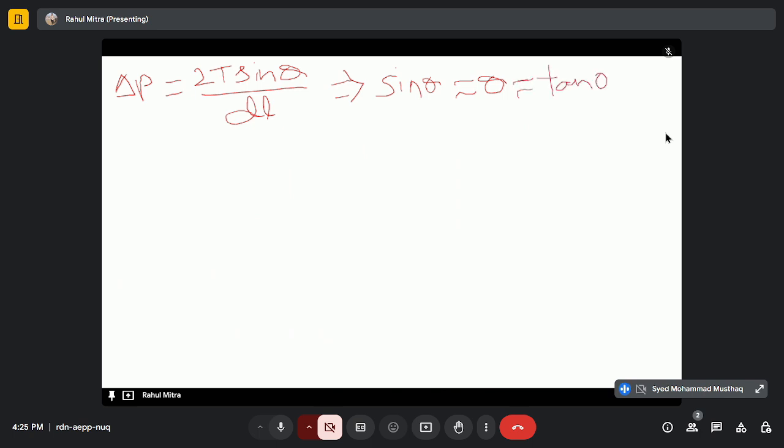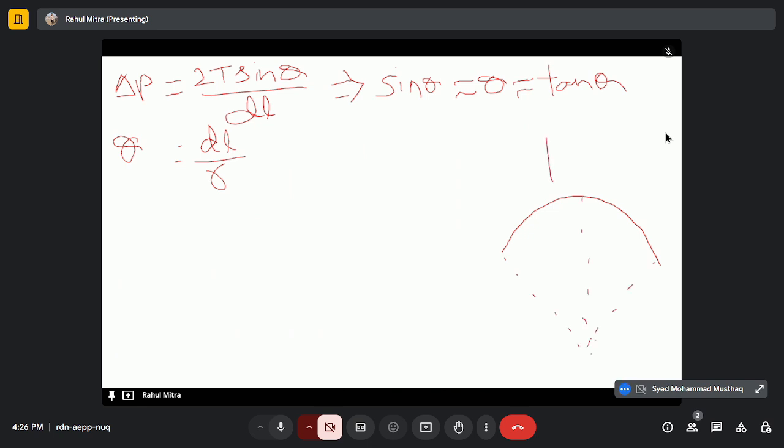I'm just representing this to let you know the math. You can represent theta as arc length divided by radius. I will represent the diagram here. This is my curvature.